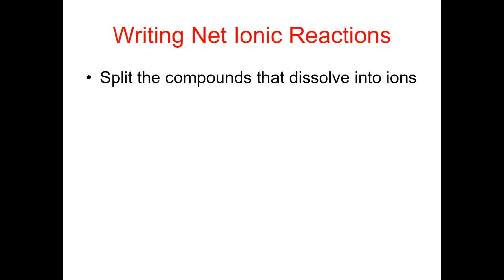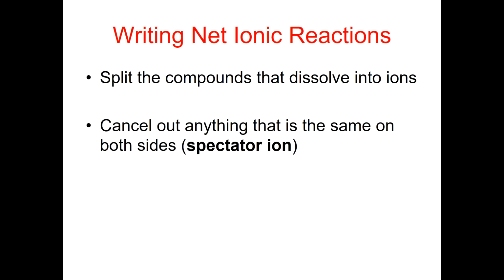These are your instructions for how to write a net ionic equation. I'm going to go through these instructions real quick, and then I'll give you some examples. Use your solubility rules to predict whether or not a compound is going to dissolve and split into ions. You'll go through your equation and split all of the soluble compounds into their individual ions. Anything that appears on both sides of the yield sign, in the reactants and the products, is called a spectator ion.